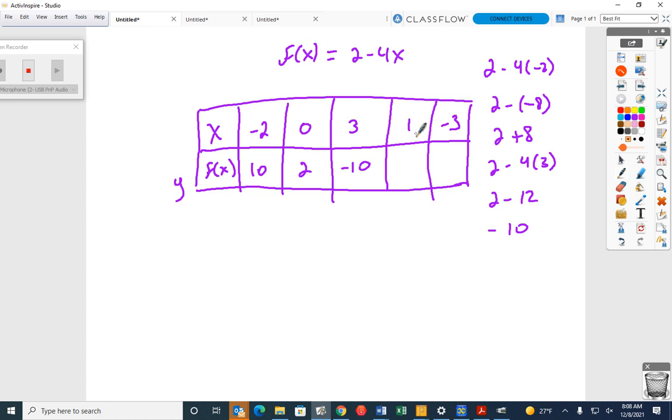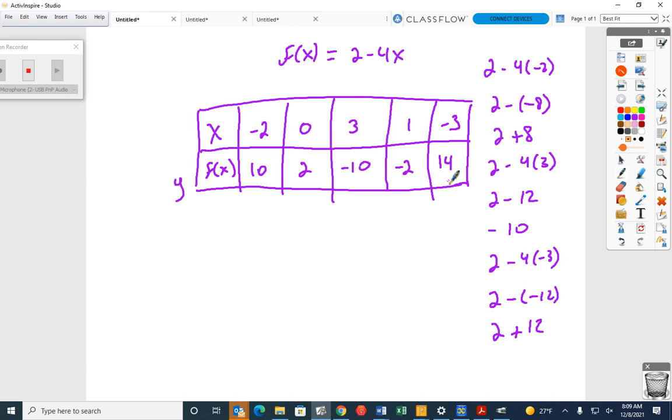Okay, what about 1? 2 minus 4 times 1 is 2 minus 4. Negative 2. And then 2 minus 4 times negative 3. So that's 2 minus negative 12, which is the same as what? 2 plus 12, which would be what? 14. So if we graph this, and we're not going to graph it, but if we did, this is going to form a straight line.